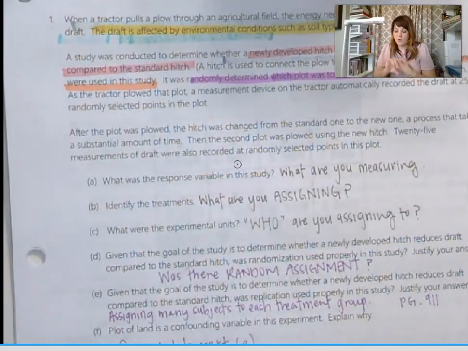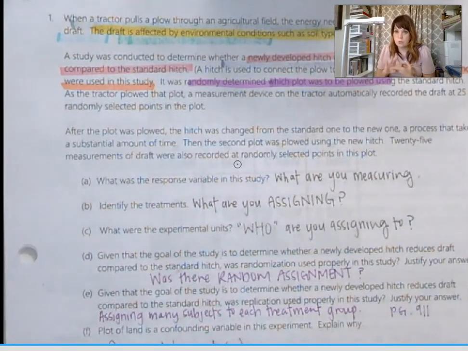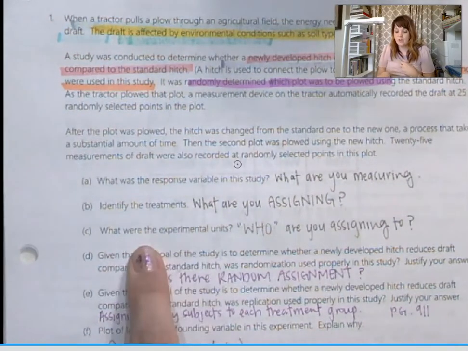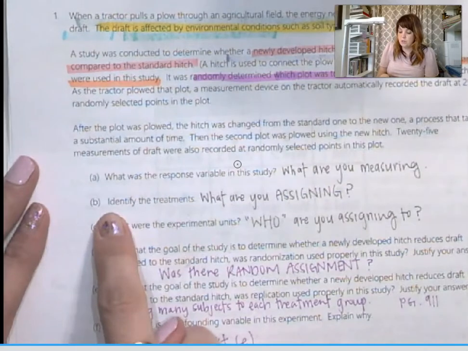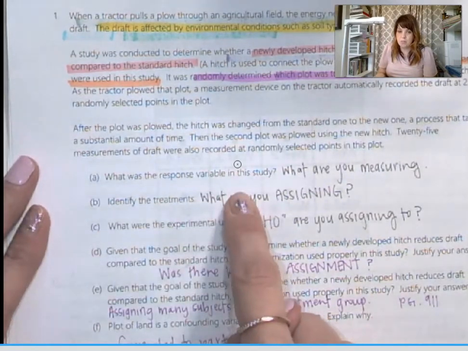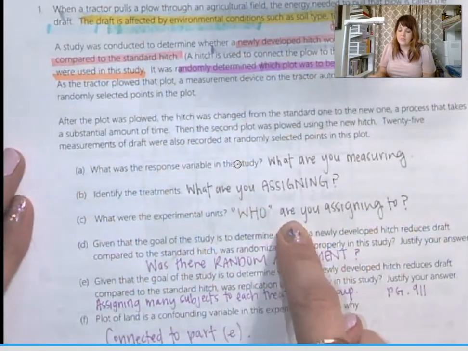So part A, what is the response variable? So the question is, what are you measuring? And I just said. Feel free to pause and fill this in as I'm going. Part B, identify the treatments. So what are you assigning? And that goes along with C, the experimental units. So they want you to identify what are the treatments that you will assign to the experimental units.